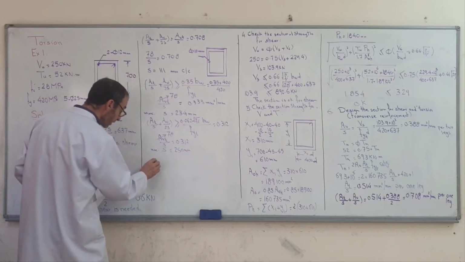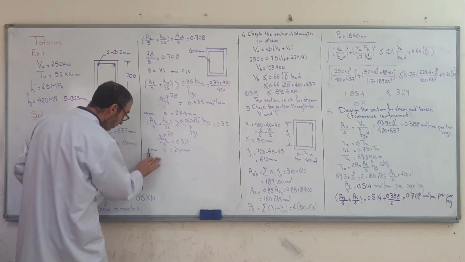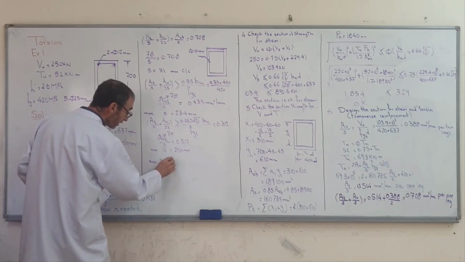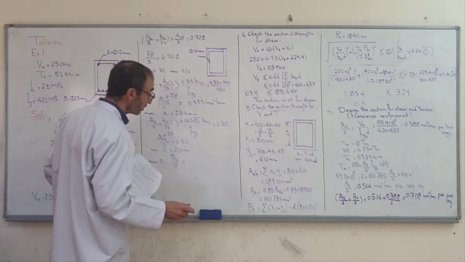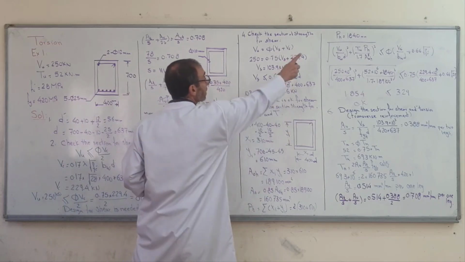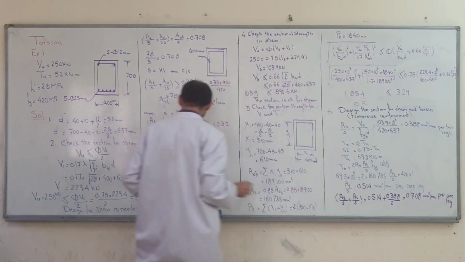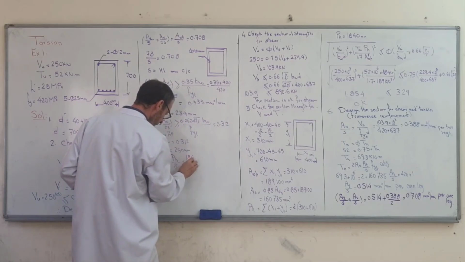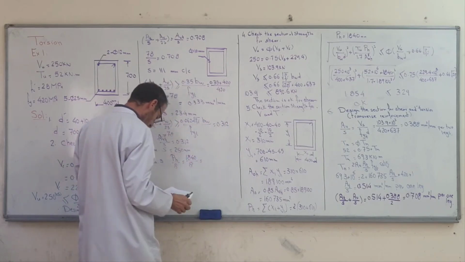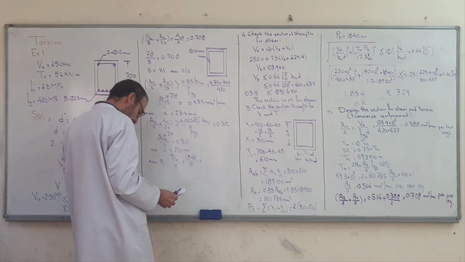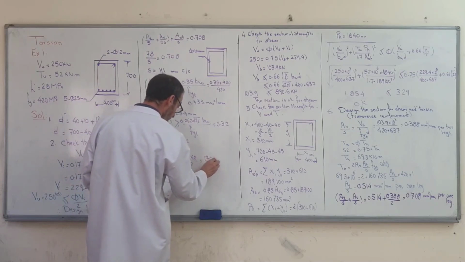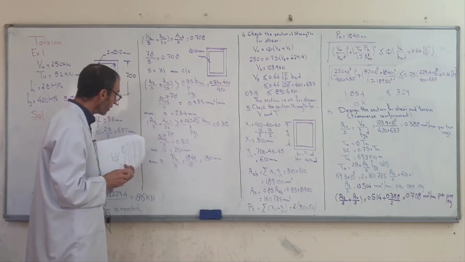We have another requirement: the maximum S must be less than pH over 8. We know pH, this is pH, this is pH. So pH over 8 gives the maximum spacing in millimeters.